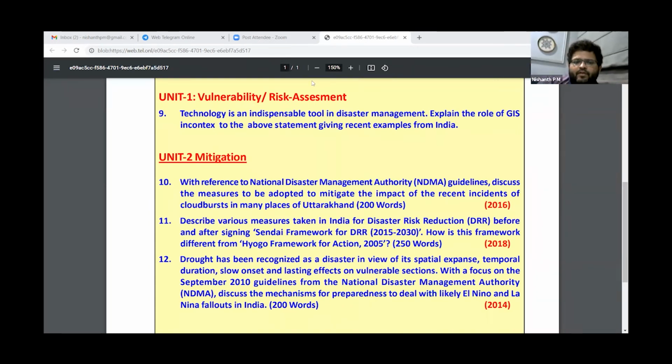Okay, the preparedness should be in line with the guidelines in 2010. So in this kind of questions, except for the September 2010 guidelines, the entire remaining part of the answer is your answer. So whatever you want to innovate, whatever you want to give as a measure, you can always give, not at all an issue.